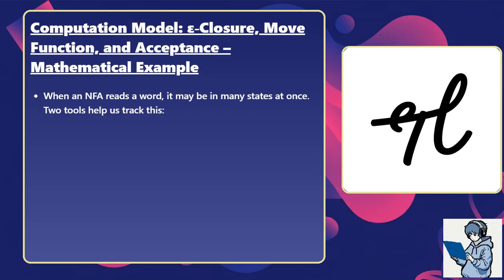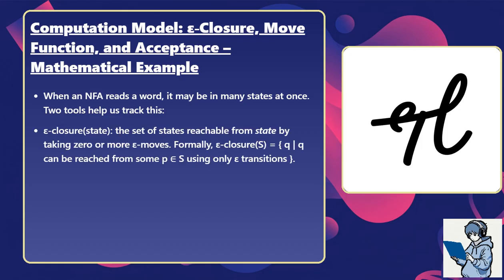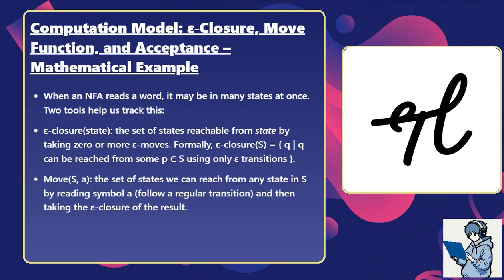When an NFA reads a word, it may be in many states at once. Two tools help us track this. Epsilon closure of a state: the set of states reachable from that state by taking 0 or more epsilon moves. Formally, epsilon closure of S equals the set of Q such that Q can be reached from some P in S using only epsilon transitions. Move of S and a: the set of states we can reach from any state in S by reading symbol A, following a regular transition, and then taking the epsilon closure of the result.